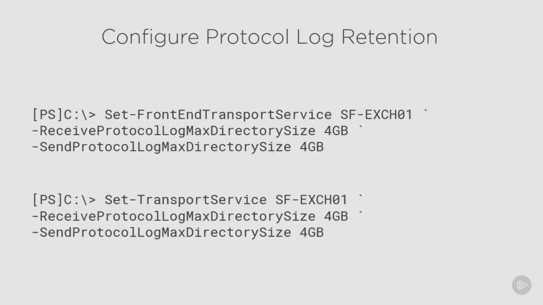You can increase the log retention by running the Set-TransportService or Set-FrontEndTransportService cmdlets. And remember that send and receive logs are configured separately. Obviously, you want to be sure that sufficient disk space exists to store the maximum amount of logs that could be retained. So for example, if all of the receive and send max directory sizes for both the front-end transport service and the transport service were set to 4 gigabytes each, you would need to account for up to 16 gigabytes of total protocol log size on that server.